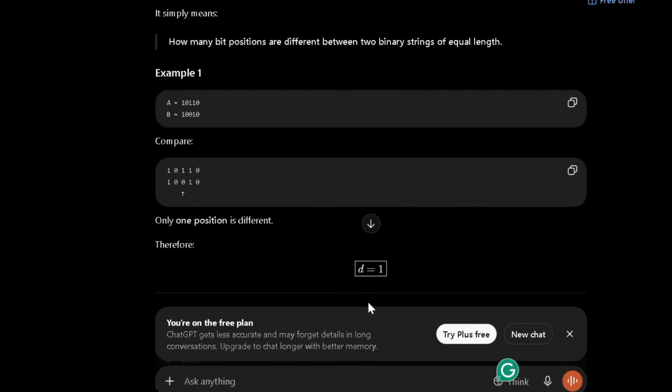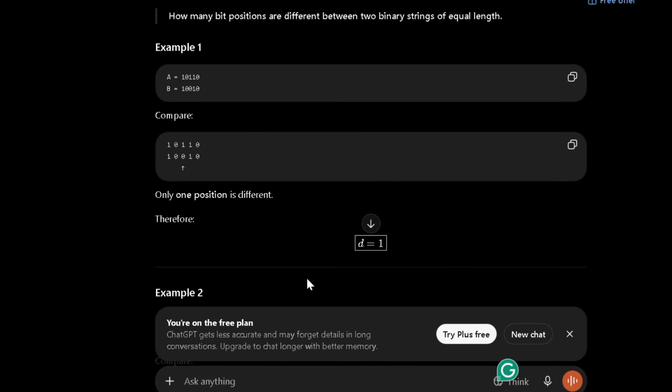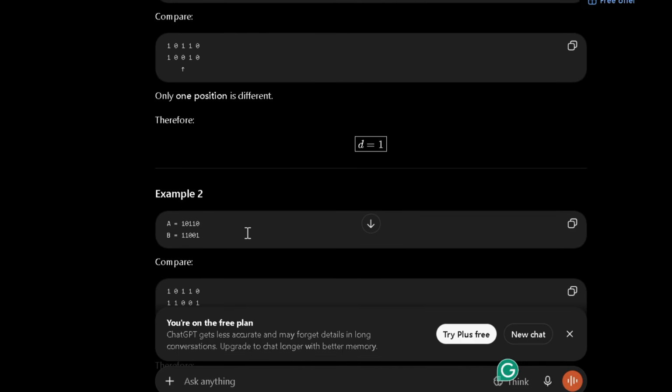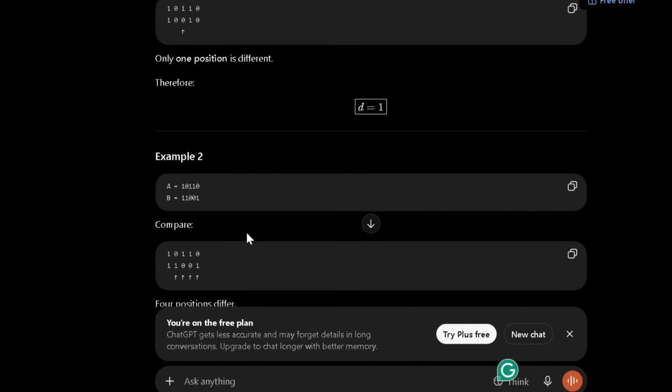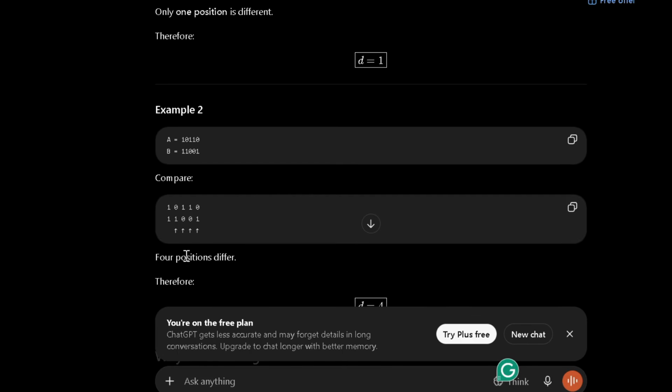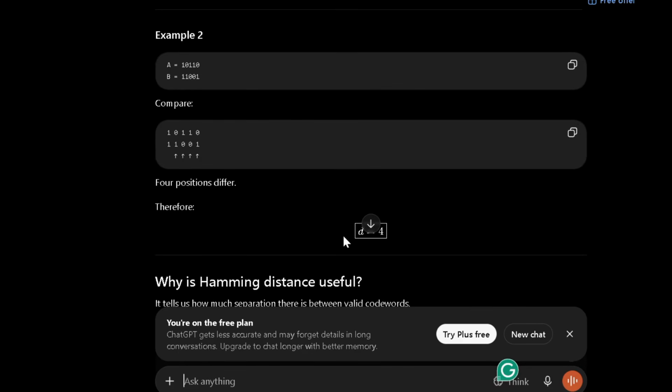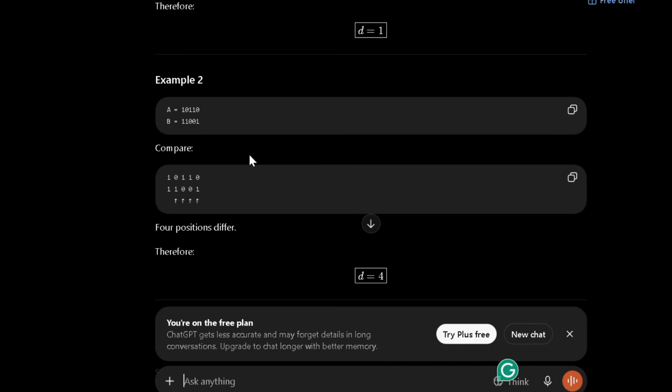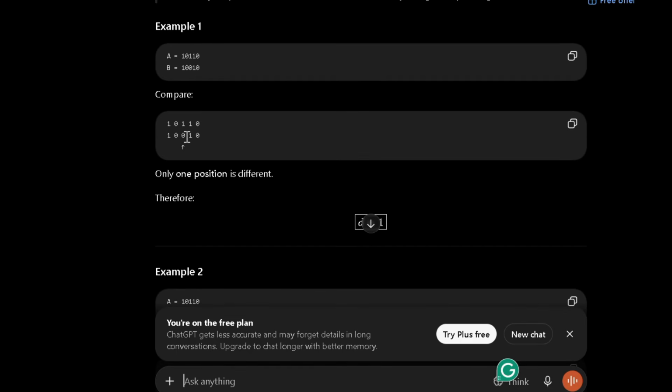Example 2, A equals 10110, B equals 11001. Compare 10110, 11001. Four positions differ, therefore D equals 4. Like here, 1 is changed to 0. Here, 4 bits are changed, therefore the difference is 4.